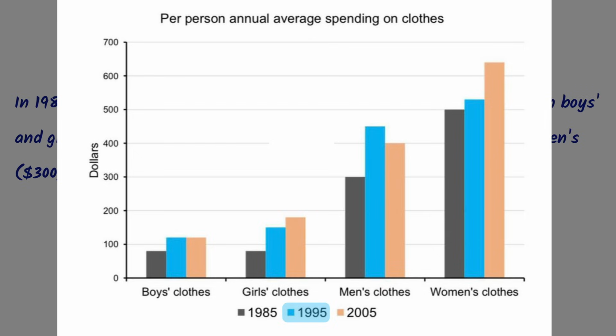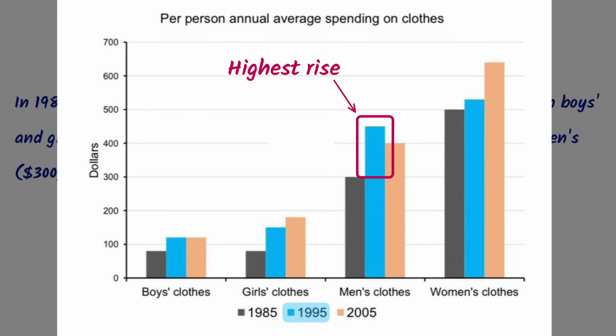Now, what happens in 1995? As you can see in 1995, after a decade, the spending rose in every category, right? So we see that there is an increase in all the categories here. And the highest rise, what's the highest rise? The highest rise is in the men's category, right? It's around $150. It rose from $300 in 1985 to $450. So it's almost a $150 rise, all right, in the men's category.